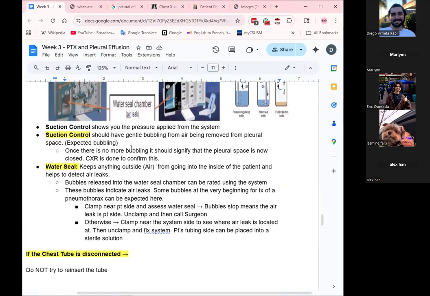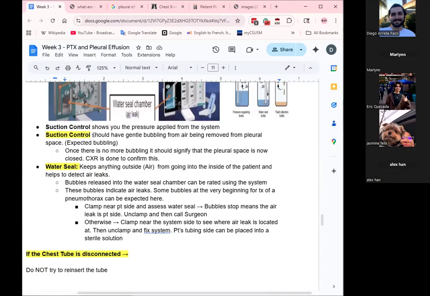So there's some expected bubbling there. It's also worth noting that continuous bubbling in the water seal is where it's really bad. There can be a little bit of intermittent bubbling in the water seal as well, and that's just a sign that there is stuff being drained out. As long as it's not forceful and continuous, that's good. And everything here is kind of written down.